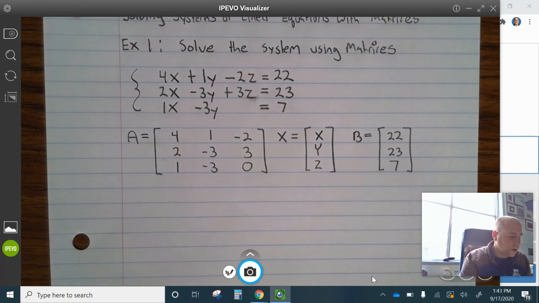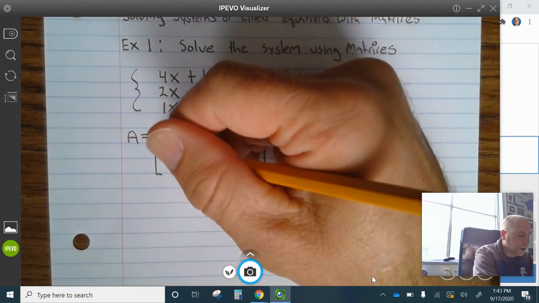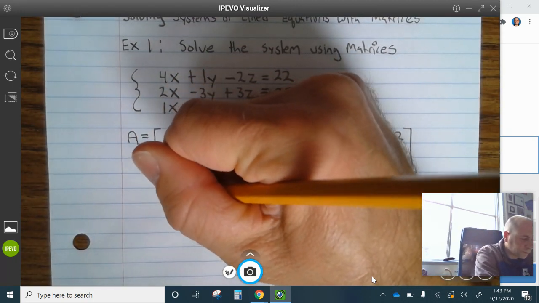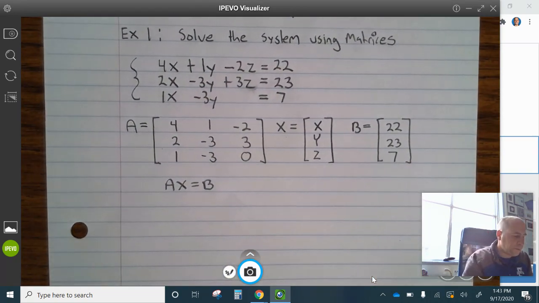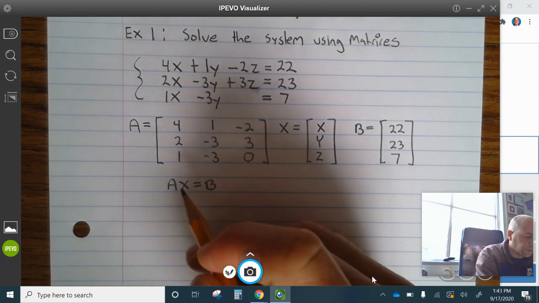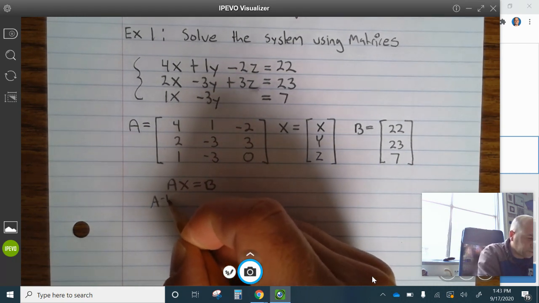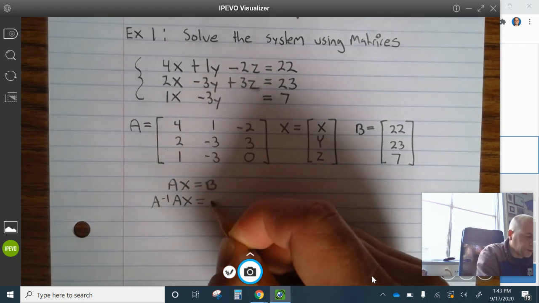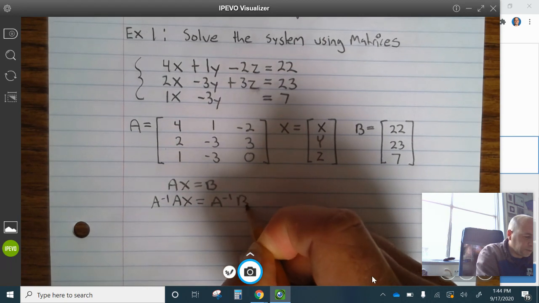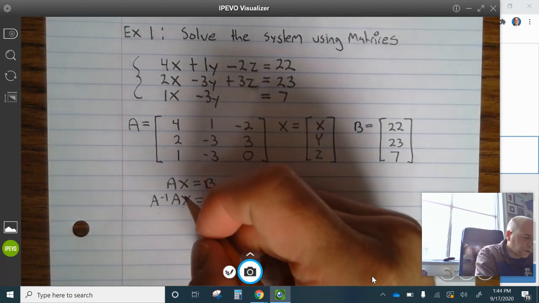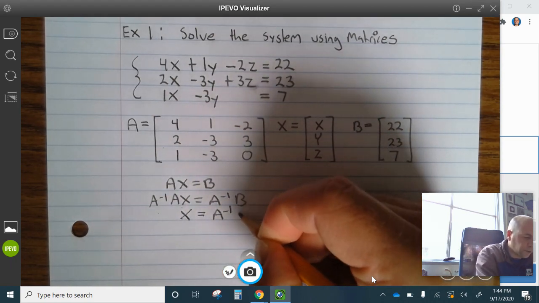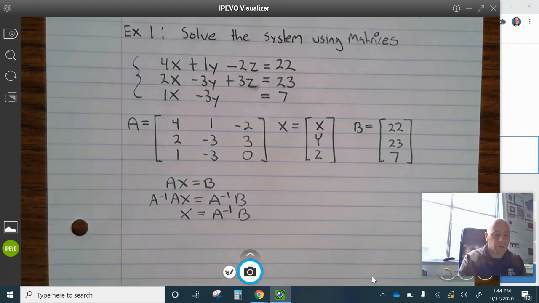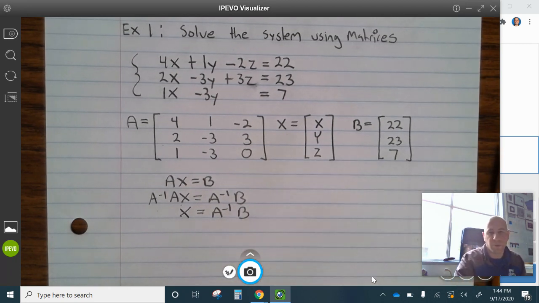All right. So now we know that AX equals B. Okay. So now we need to multiply both sides by A inverse. So A inverse times AX equals A inverse times B. Well, we know A inverse times A is 1, so you're left with X equals A inverse B. Okay, so now we're going to plug in A inverse B into the Desmos calculator.